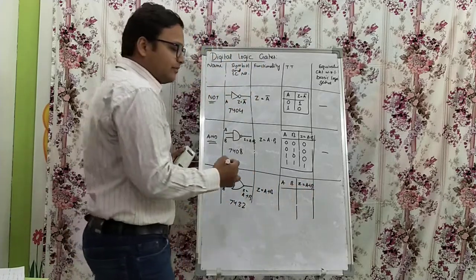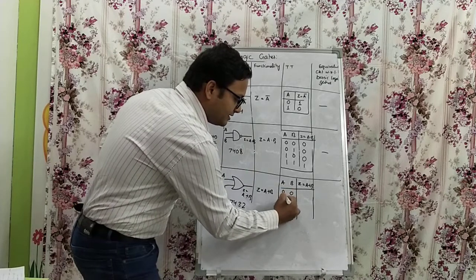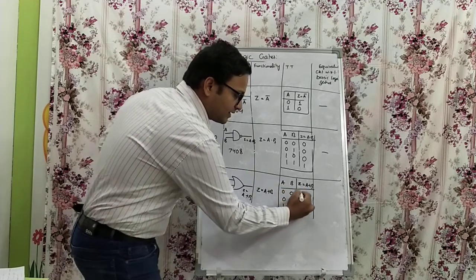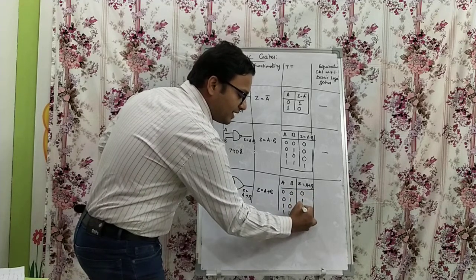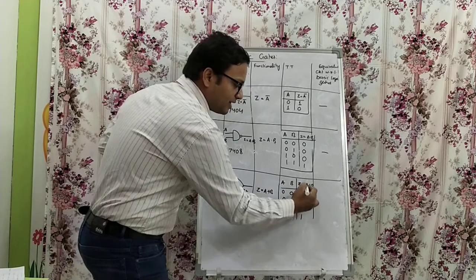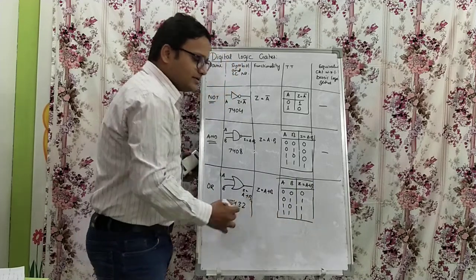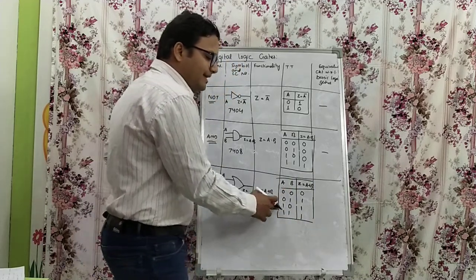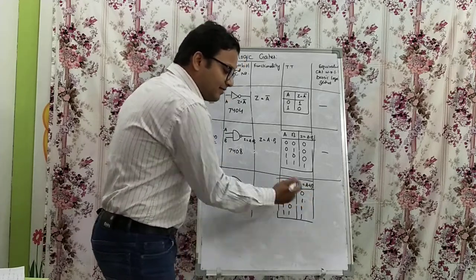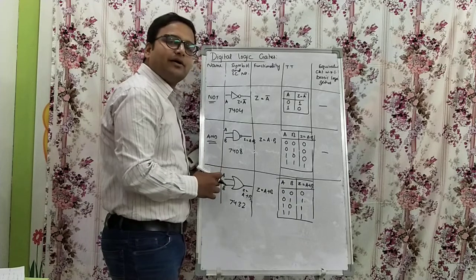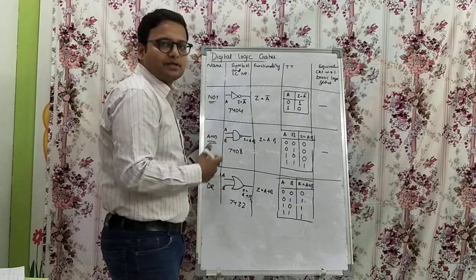So obviously two inputs, 2 to the 2, 4 combinations: 0 0, 0 1, 1 0, 1 1. Obviously 0 plus 0 is 0, 0 plus 1 is 1, 1 plus 0 is 1, 1 plus 1 is 1. So this is the functionality of the OR gate. So what do you understand? The OR gate output resembles 1 when any of the inputs of the OR gate is active high, or 1, or positive 5 volts.